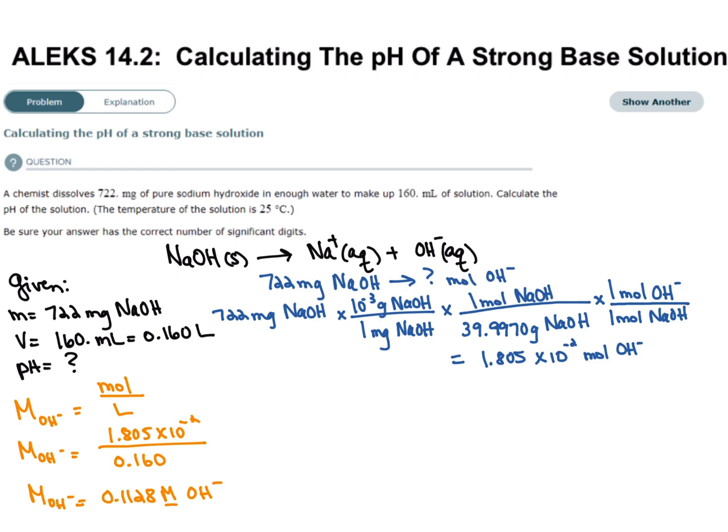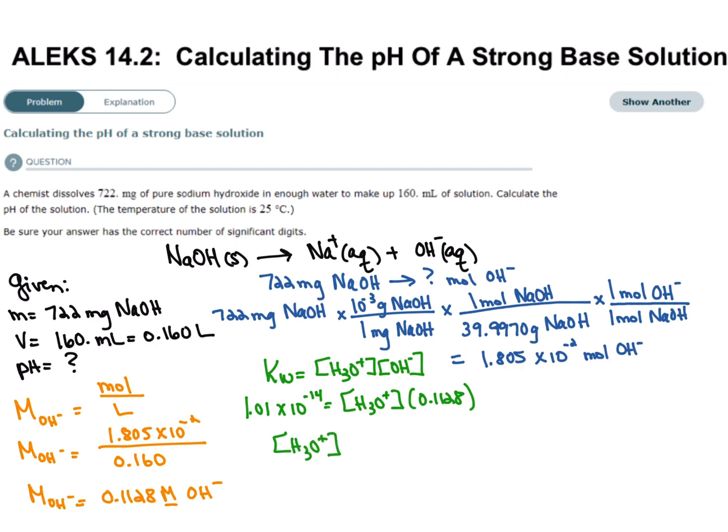Now that I have concentration of OH-, I can go ahead and determine the concentration of H3O+. Remember that Kw is equal to the concentration of H3O+ times the concentration of OH-. Kw is a given number. Okay, now that I have the concentration of H3O+, I can come back to my pH formula, which is negative log of the concentration of H3O+.